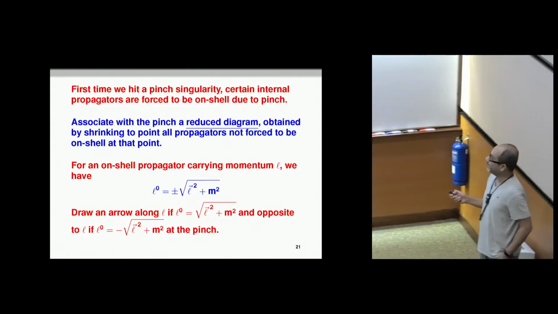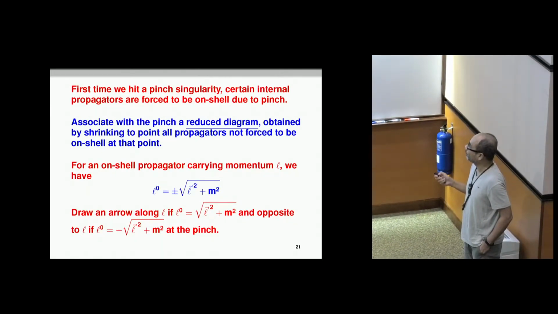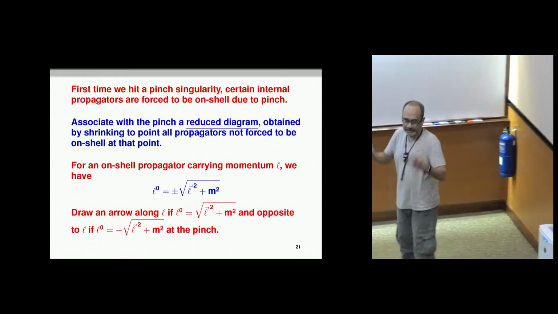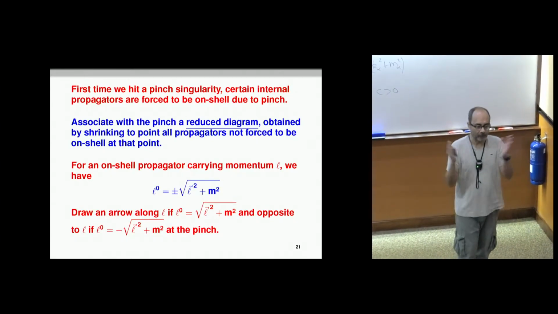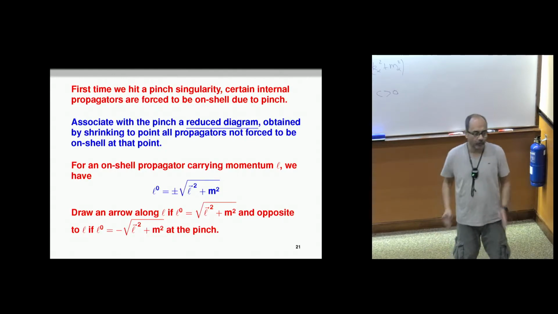So we'll associate with the pinch a reduced diagram, which you obtain by shrinking to point all propagators that are not forced to be on shell at that point. So you basically focus on the singular part. We take the original graph, and simply collapse to points all propagators that are not forced to be on shell.